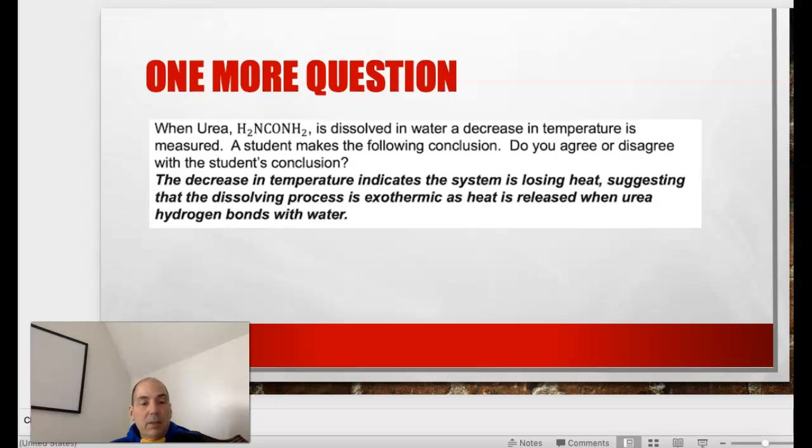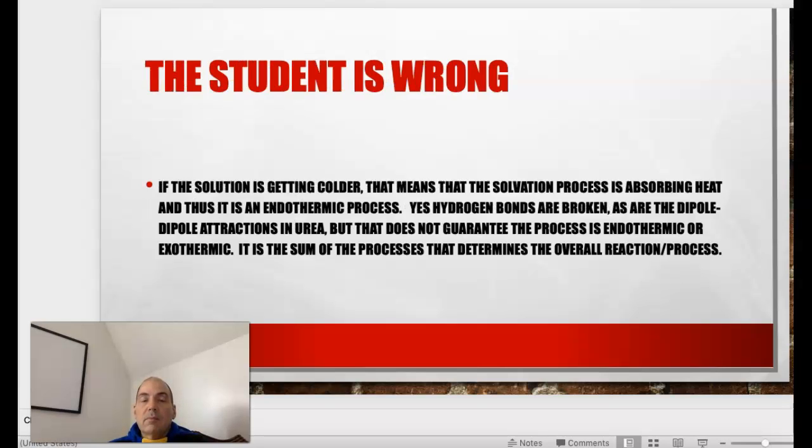Okay, think about this for a moment. Okay, try and unpack it. And let's talk about it. Student is definitely wrong. Okay? If the solution is getting colder, that means that the solvation process is absorbing heat, and thus it is an endothermic process. Yes, hydrogen bonds are being broken, as are the dipole-dipole attractions in urea, but that does not guarantee that the process is endothermic or exothermic.